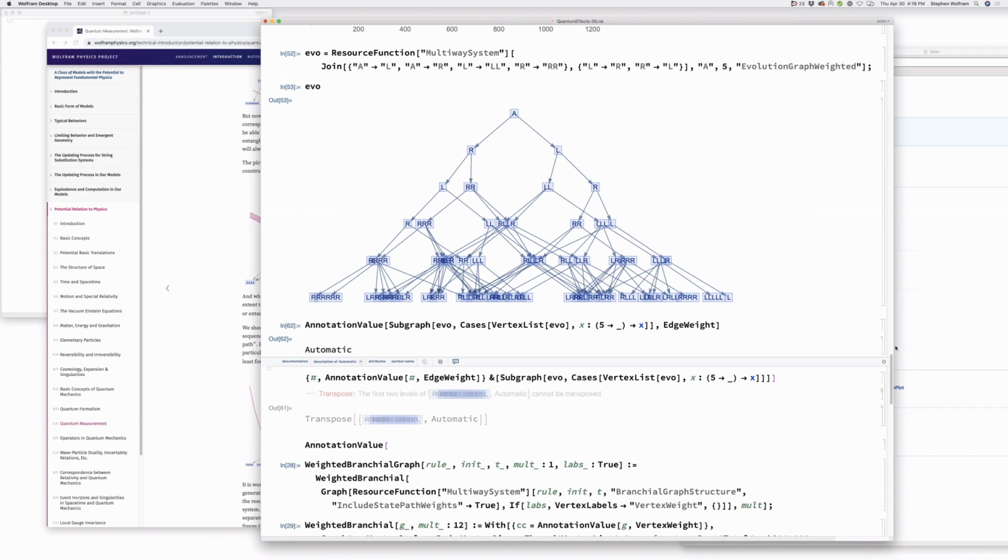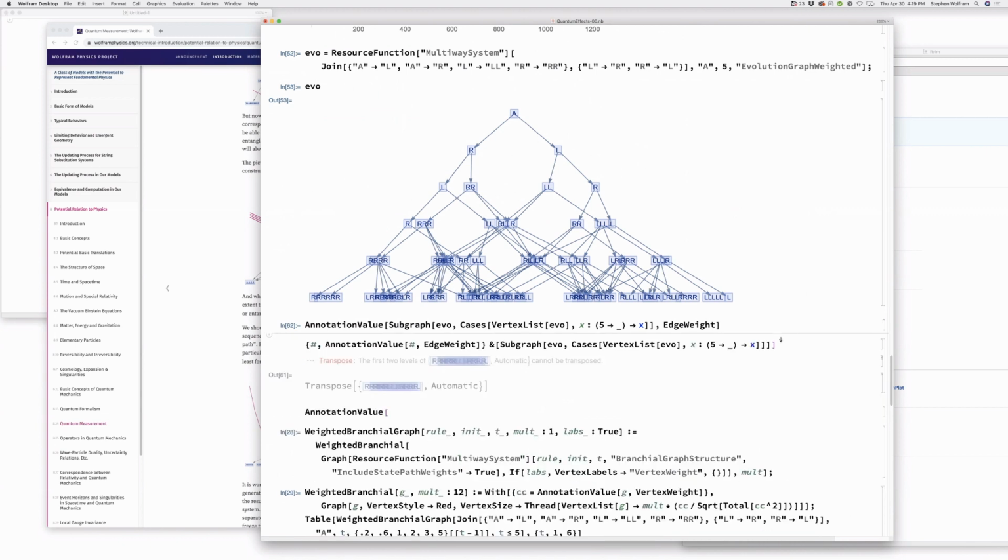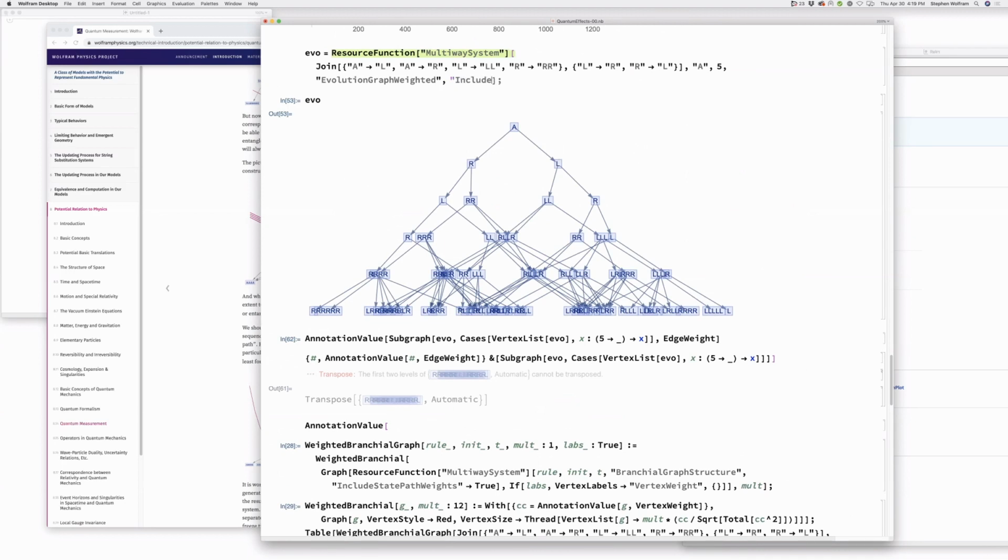Yes, but that's right. So we could also include state path weights, and that would give the states weights in accordance with the sums of incoming evolution pathways. Well, that's what we want. Okay. Yep. Well, we can do that. Okay. So up here we would say include what? State path weights.